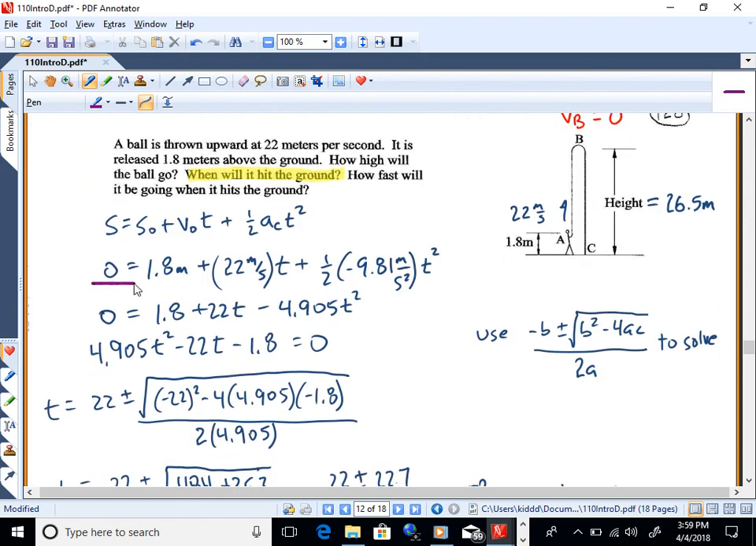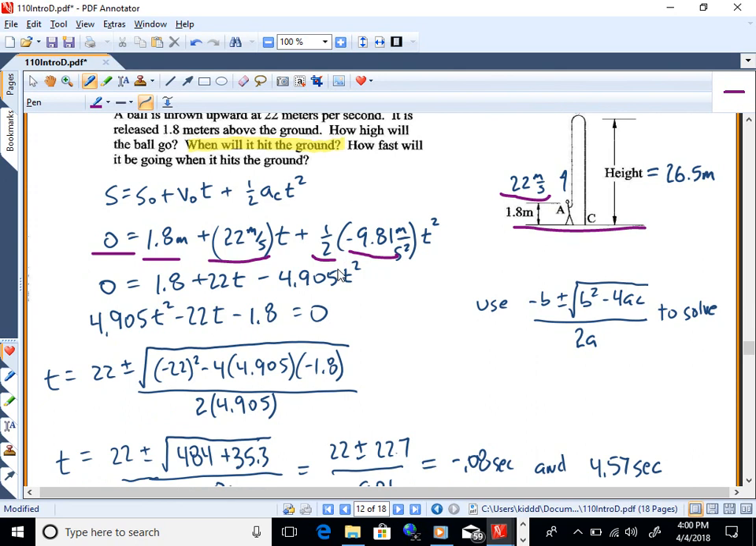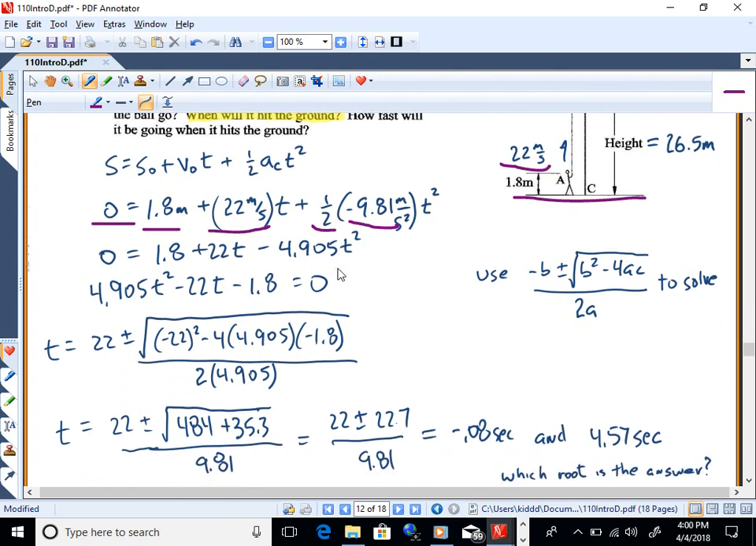So the final displacement is 0. The initial is 1.8. See, because we're seeing when are we about to hit the ground here. That's 0 displacement. We're starting 1.8 meters above that. And then we got V0 times the time. Then we got 1/2 times the acceleration. That's got to have a negative on it because it's accelerating down, and then T squared. And then we just go through the whole quadratic equation stuff, okay?